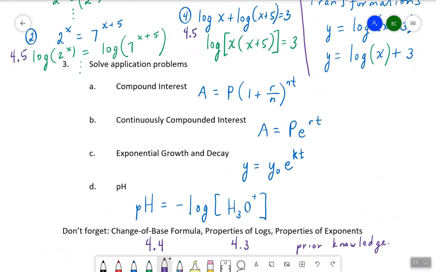Let's look at the compound interest. Compound interest was in section 4.2. Continuously compounded interest was in section 4.2. Exponential growth and decay was section 4.6. And really, this formula is the only thing in section 4.6. Applications of this formula are the theme in section 4.6. The pH problem was in section 4.4, along with the change of base formula.